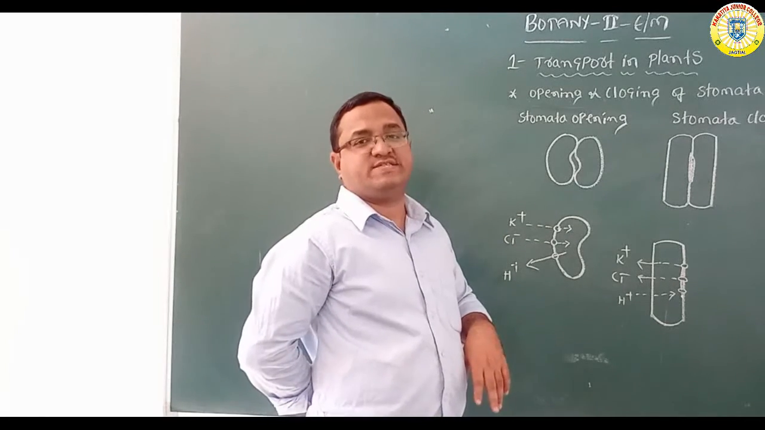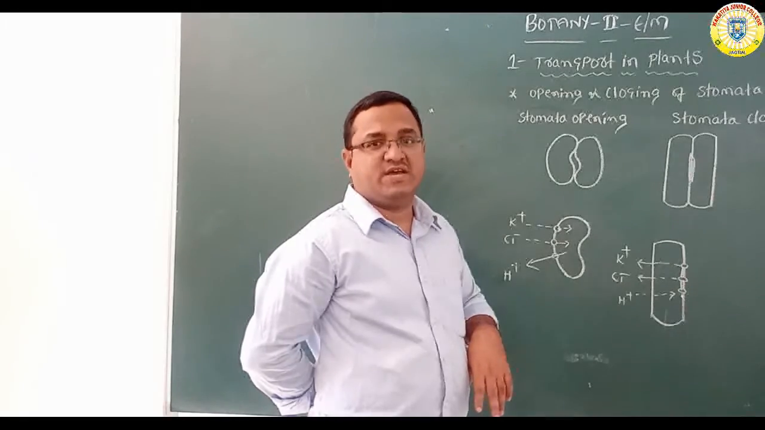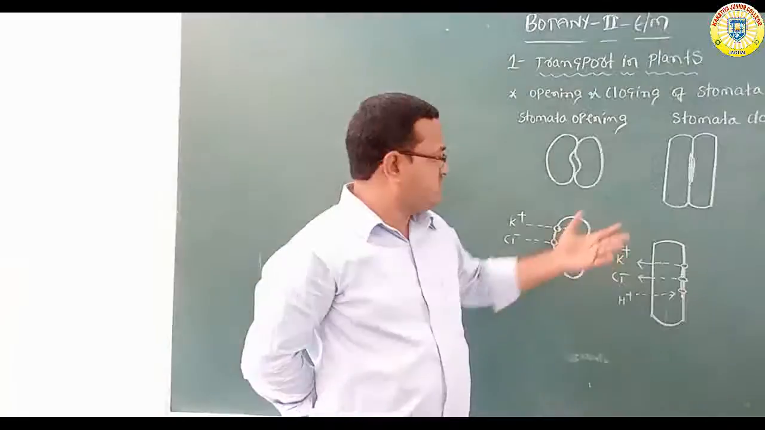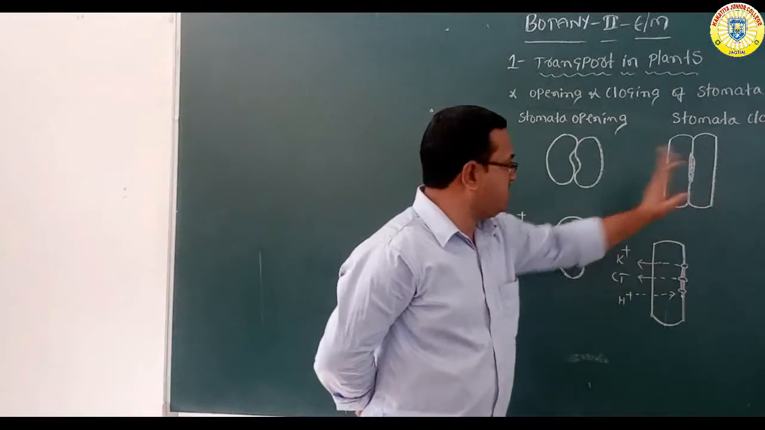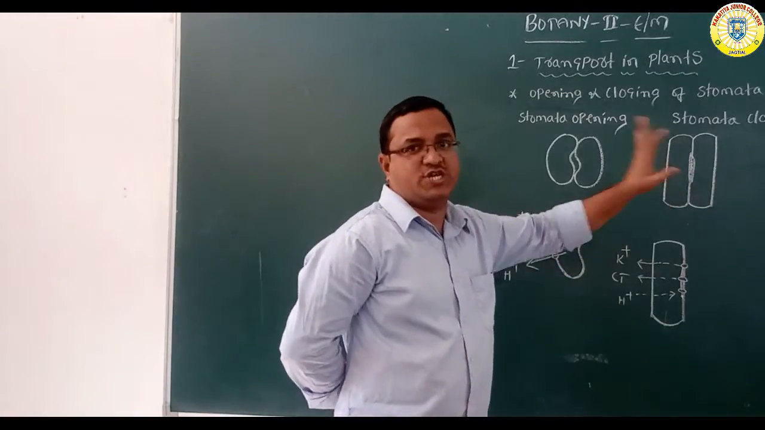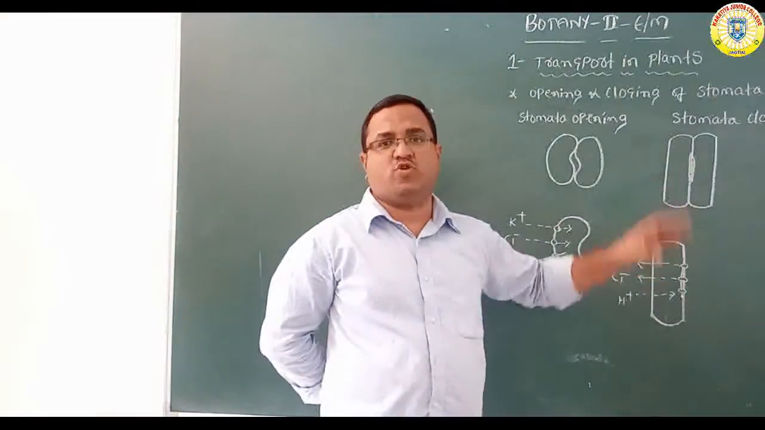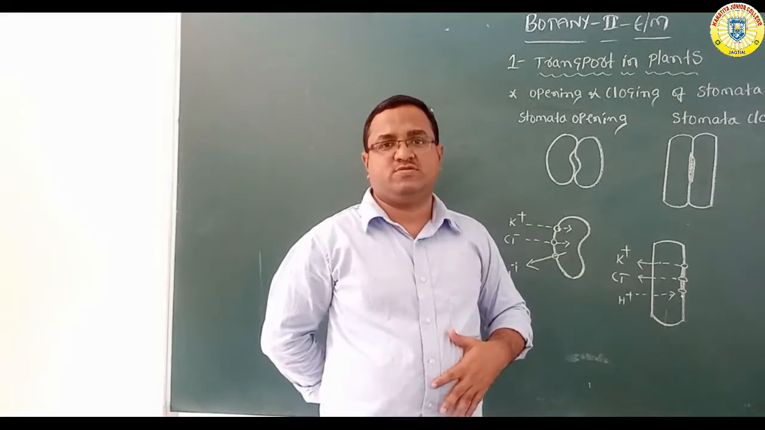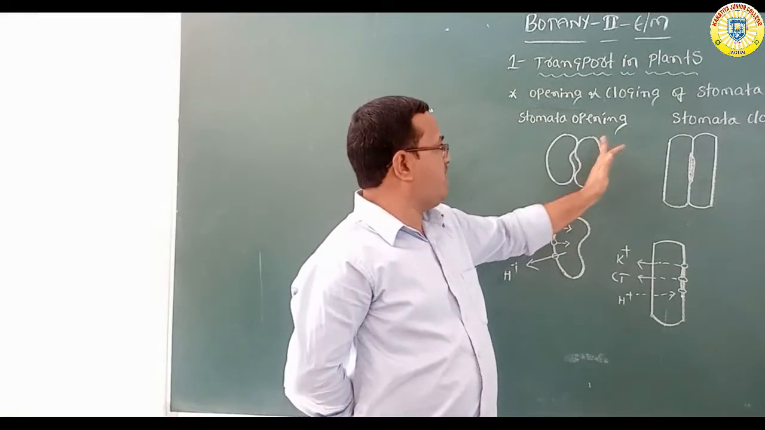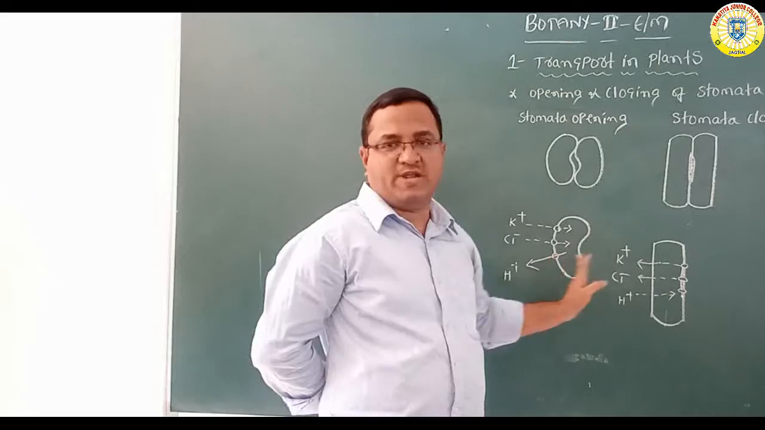So whenever the guard cells lose their turgidity, whenever the guard cells lose water, the inner wall comes to its normal position, and the outer wall also comes to its normal position. That leads to closing of the stomata. So this is the opening of the stomata, and the closing of the stomata. This is the K plus pump theory.